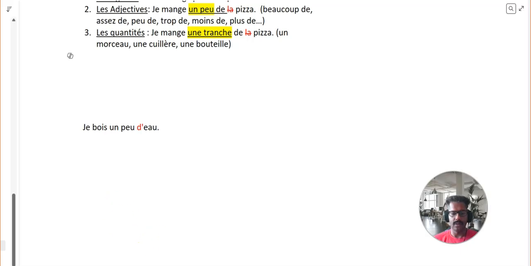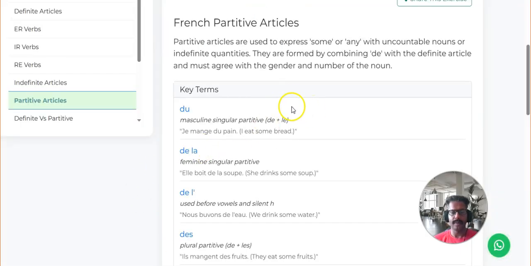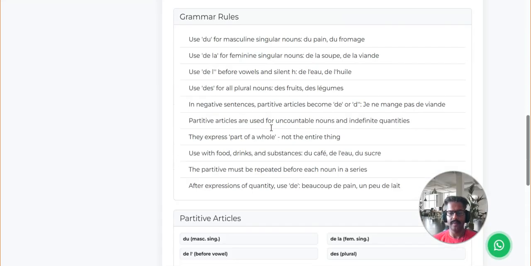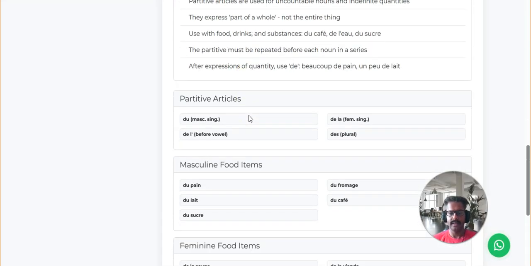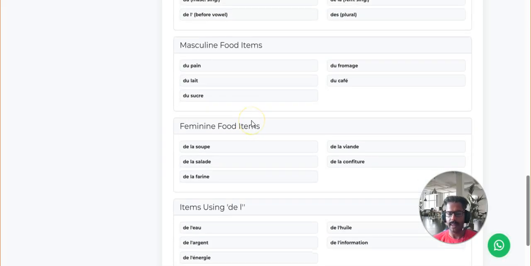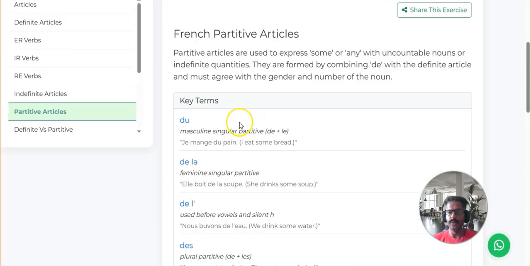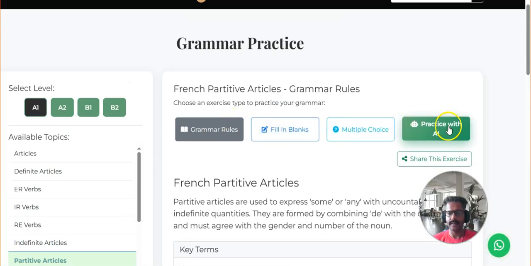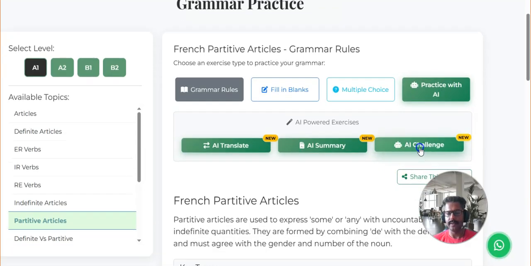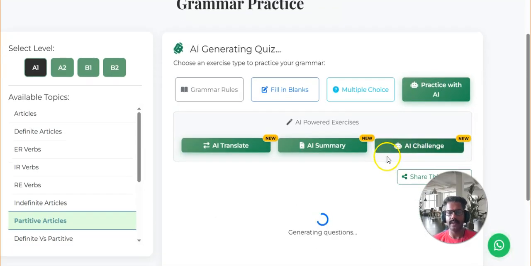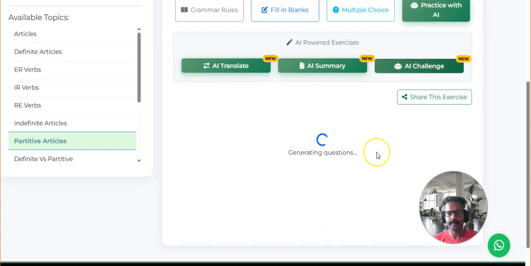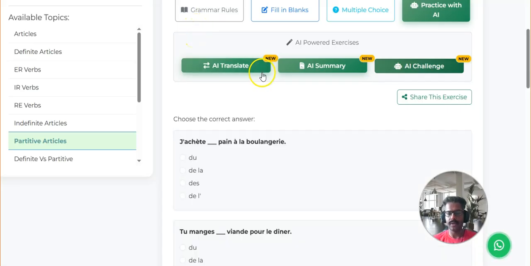Okay, so now we'll come to the website, and whatever we have learned, we'll practice to see if we have understood the concept well. We'll go here and generate a live quiz to see if we have understood the concept in a good manner. So the AI is generating the live quiz. The topic is partitives, and we'll see if we have understood the concept.